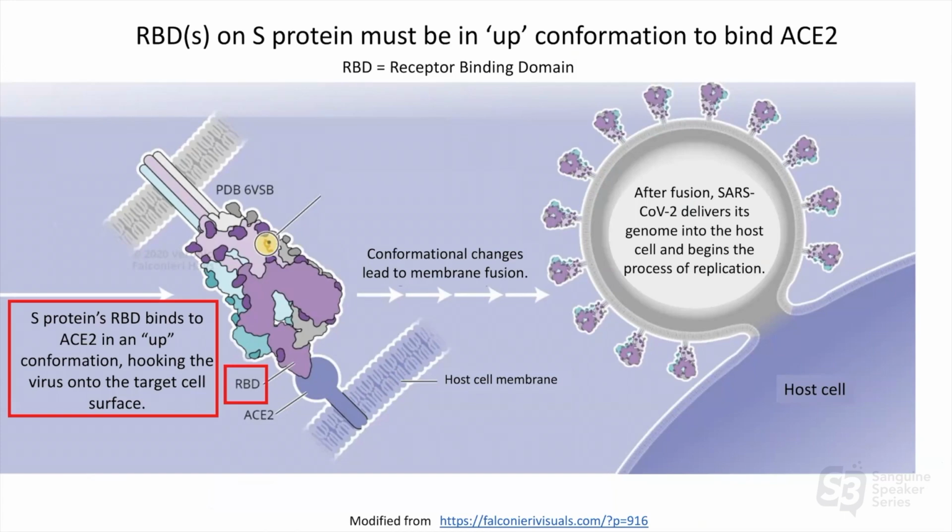And those RBDs can only bind to the ACE2 receptor when the RBD is in a so-called up conformation. And when that happens, you can get these conformational changes that are necessary for membrane fusion and then delivery of the host genome into the cell. Okay, so I just wanted that as background, which is what we're going to be looking at, are structures of spike protein. And you can look for the RBDs as being either in the up or the down conformation. So the down conformation would not allow fusion because it can't bind to ACE2.